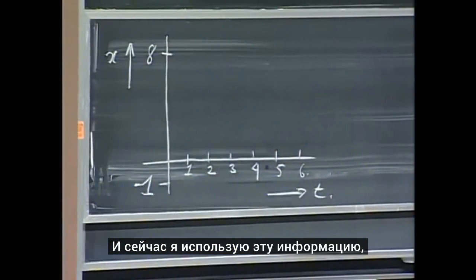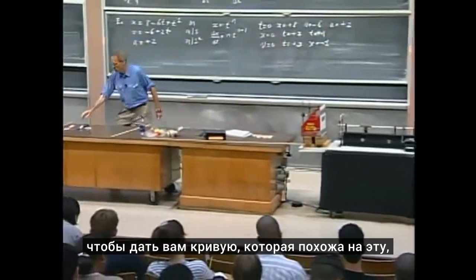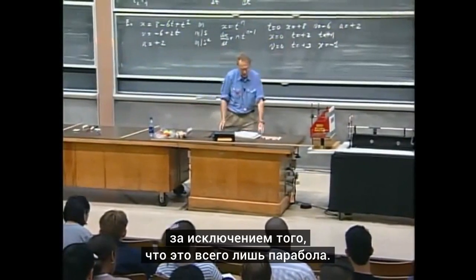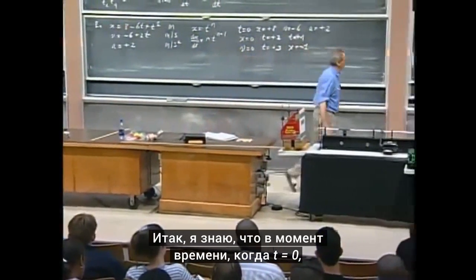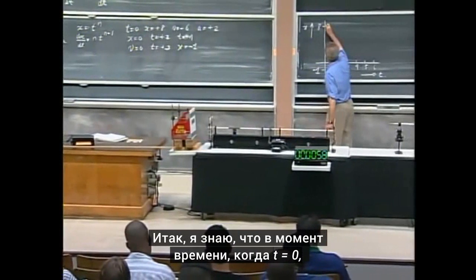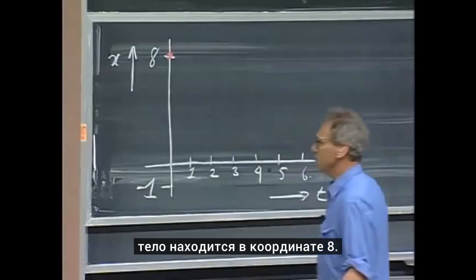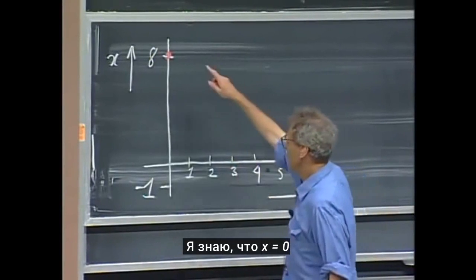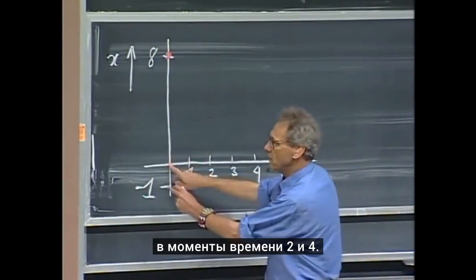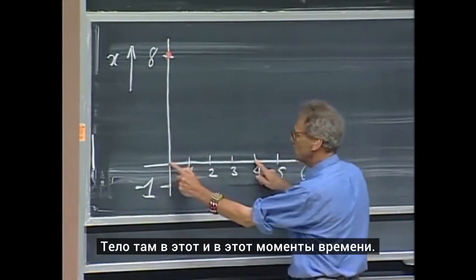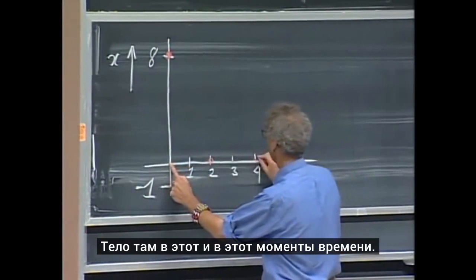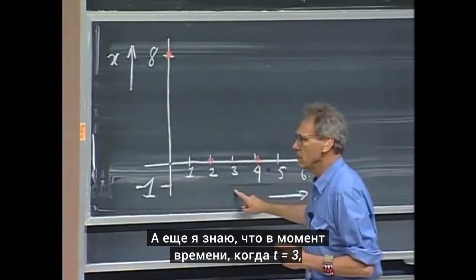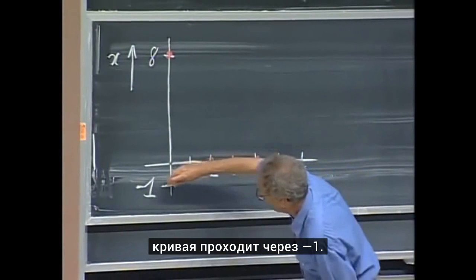Now I'm going to use this information to give you a curve similar to that one, except this is a simple one. This is just a parabola. I know that at time t equals 0, the object is at position 8. x is 0 at time 2 and at time 4, so the object is here at this time and at this time.